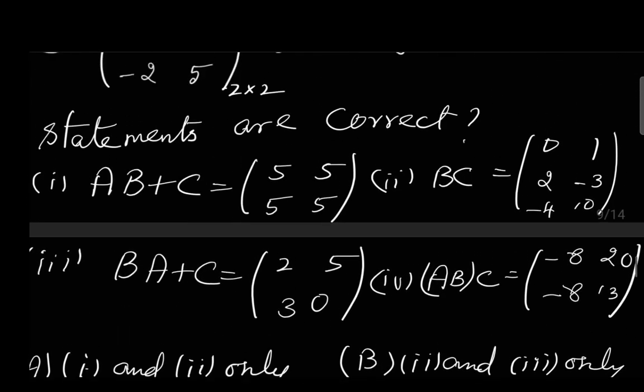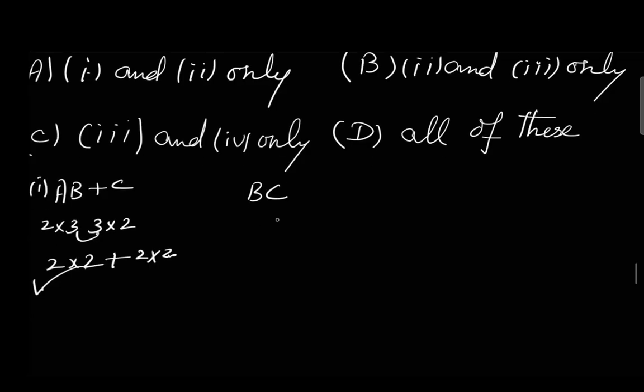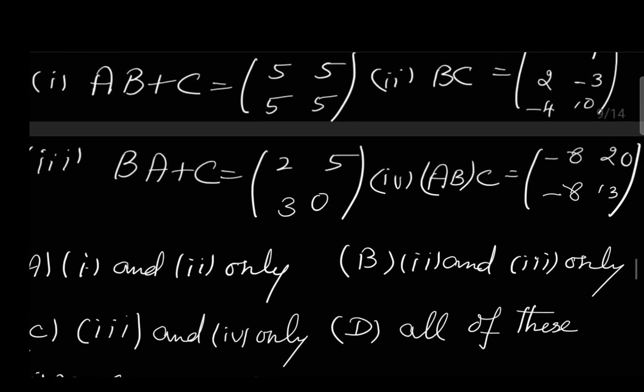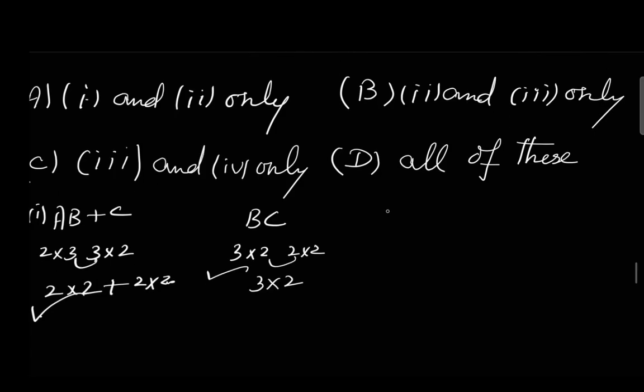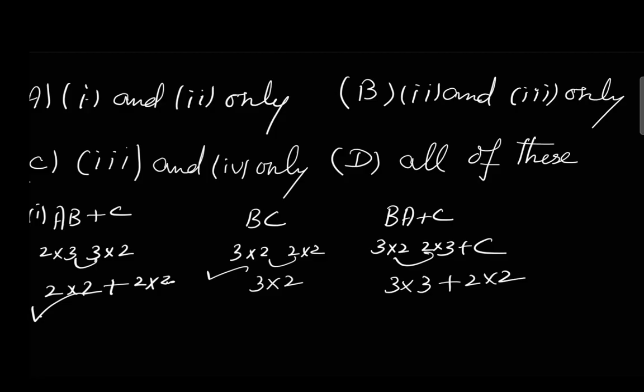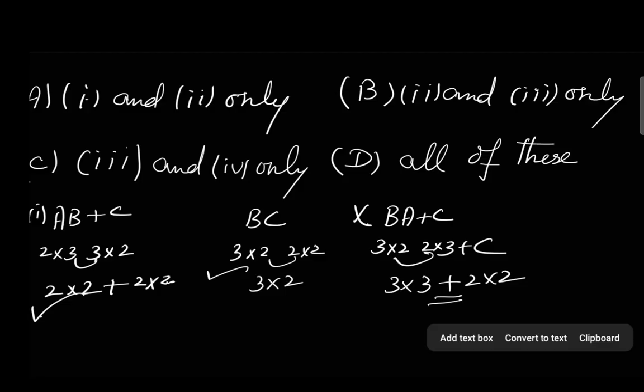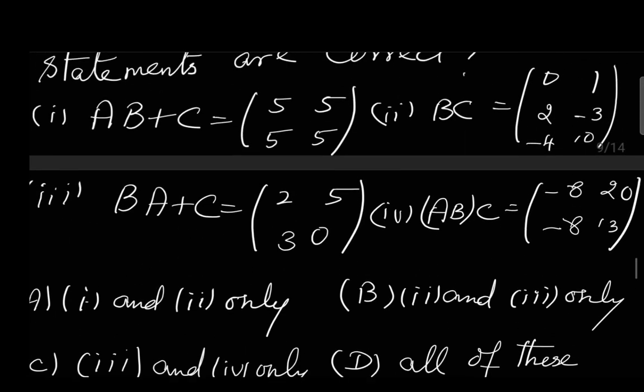Next one, BC, multiplication. B is of order 3 by 2 and C is of order 2 by 2. So the answer is 3 by 2. We can do multiplication, BC. Next, BA plus C. BA is of order 3 by 3, but C is of order 2 by 2. So addition cannot be possible.